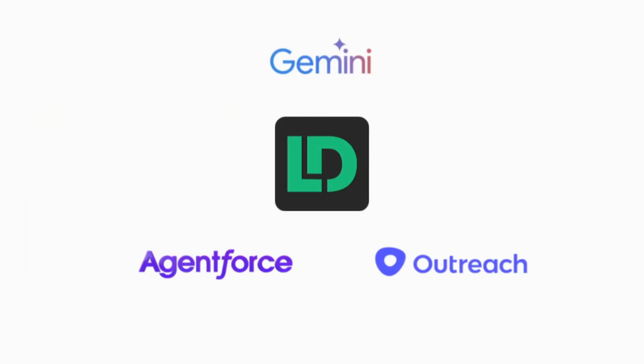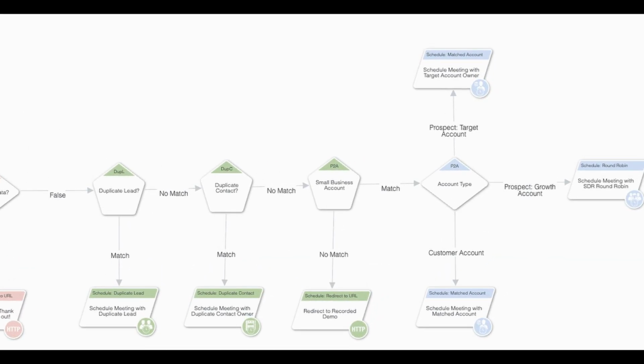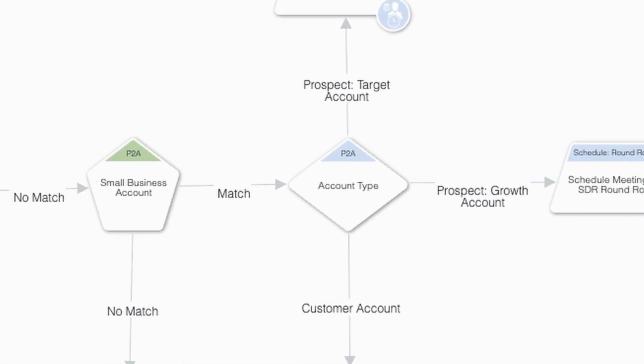Later, through a combination of LeanData's AI inference node, powered by Gemini AI, a thoughtfully built sales agent within Salesforce Agentforce, and Outreach, the sales automation platform, these small business prospects will be nurtured and converted to customers without human intervention. After the matching nodes, we come to our meeting assignment decision node. Decisions can be made off any combination of form, chat, and match CRM data.